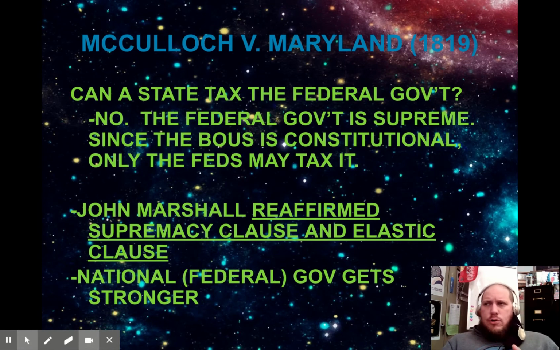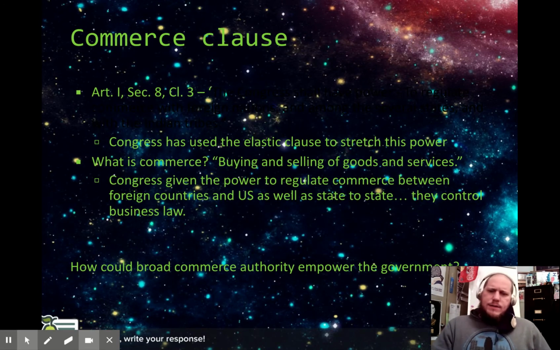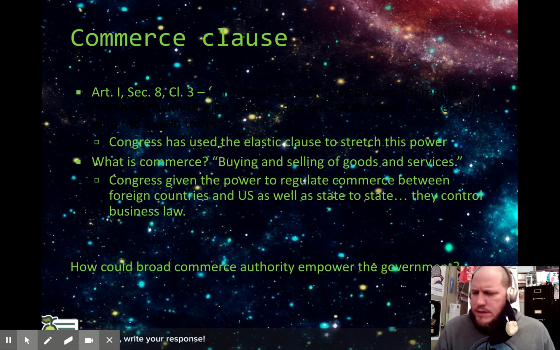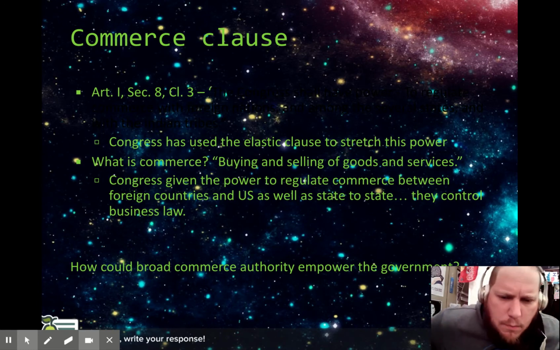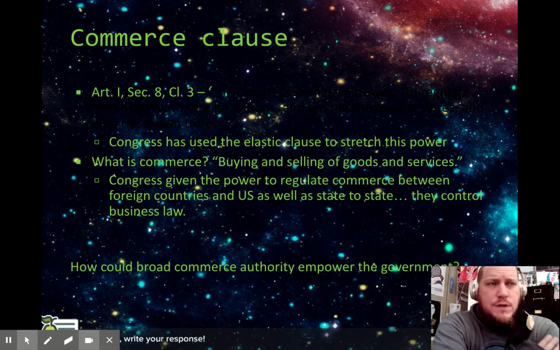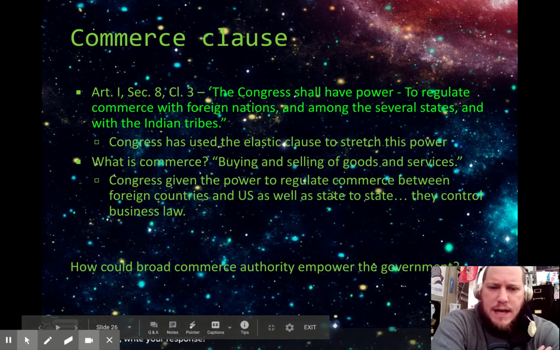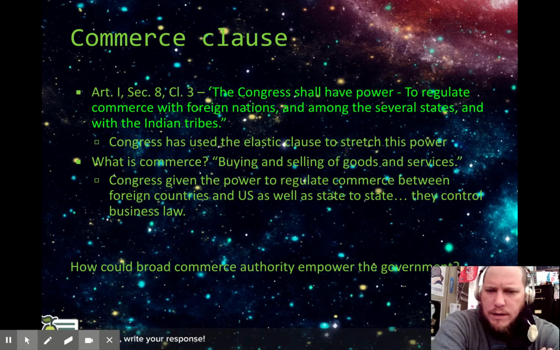So John Marshall, who is the Chief Justice of the Supreme Court at the time, reaffirms both of those clauses, the supremacy and the elastic clause. And we can see that, right, the seesaw shifts, that the national government continues to get a little bit stronger than the states. The next clause of the Constitution that has been used in several decisions that have repercussions for federalism is the Commerce Clause. Article 1, Section 8, Clause 3 says, "The Congress shall have power to regulate commerce with foreign nations and among the several states and with Indian tribes."